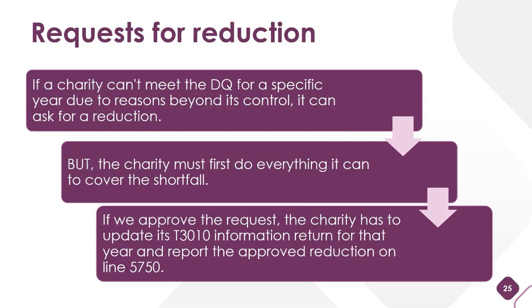If the charity proceeds with asking for a reduction, and if the CRA approves the request, the charity then has to update its T3010 information return for that year and report the approved reduction on line 5750. To update its return, the charity has to complete Form T1240, Registered Charity Adjustment Request. You should note that any requests for DQ reduction can be made available to the public upon request.